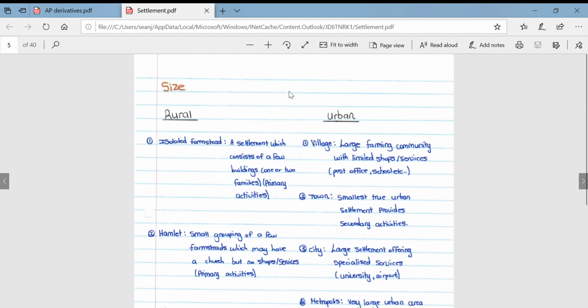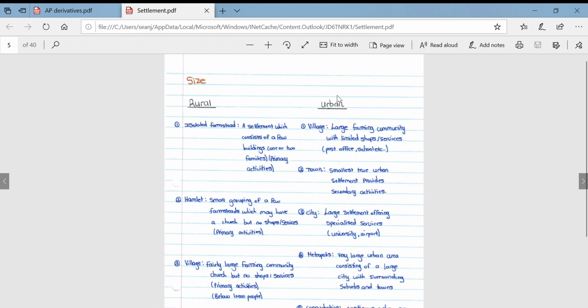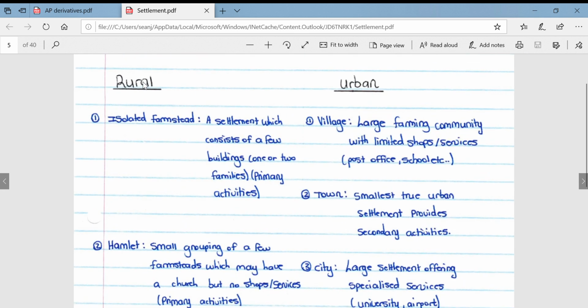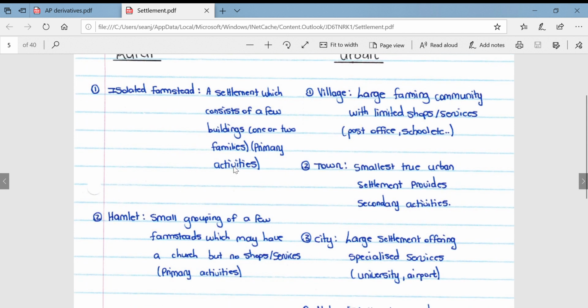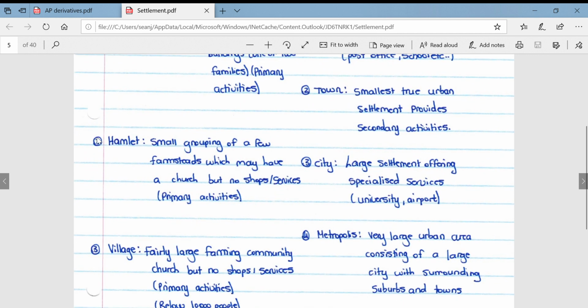Then when we break it up, so obviously looking at settlement size, some differences between rural and urban settlements. Your smallest settlement in terms of a rural setting is an isolated farmstead, a settlement which consists of a few buildings, 1 or 2 families, and mainly partakes in primary activities. Then comes a hamlet, which is a small grouping of a few farmsteads which may have a church but no shops or services, also involved in primary activities.